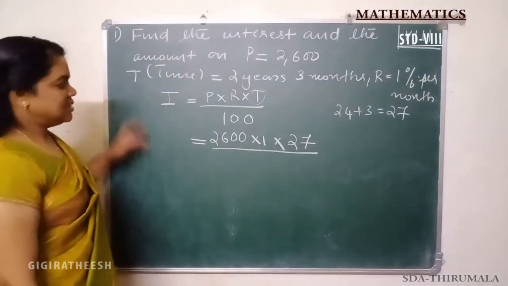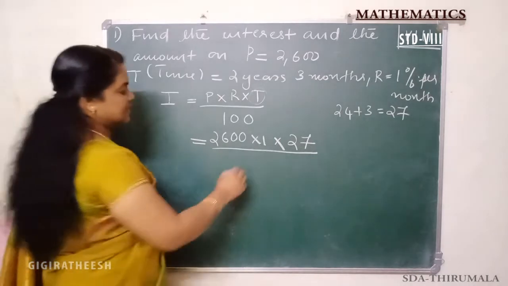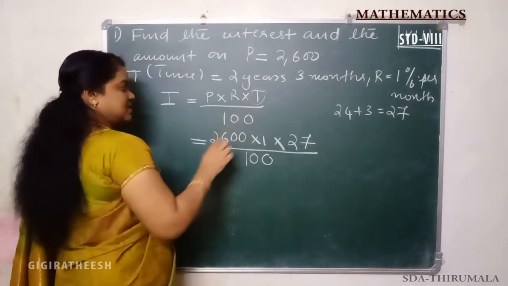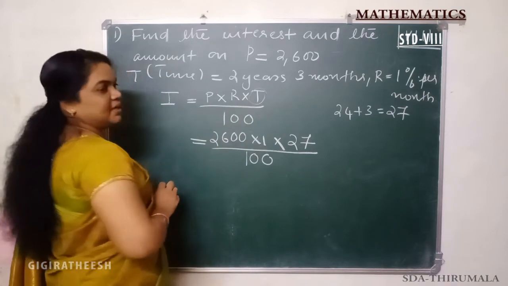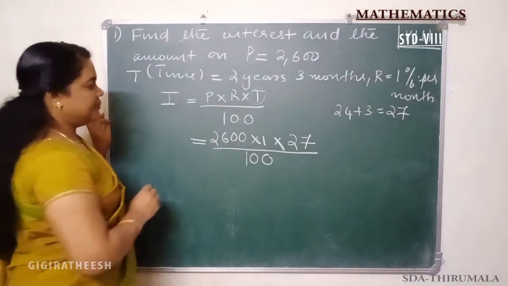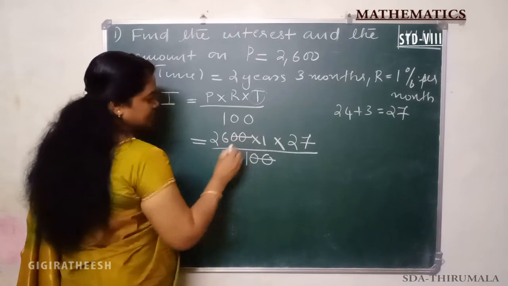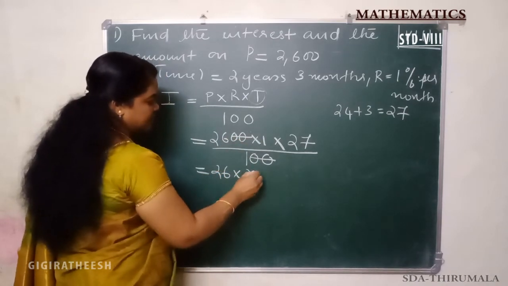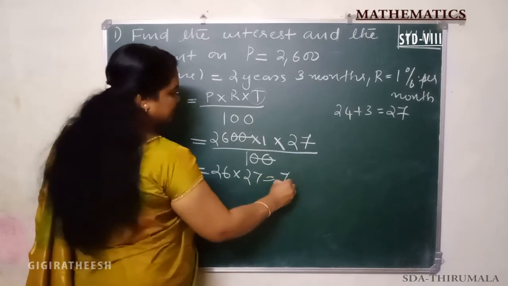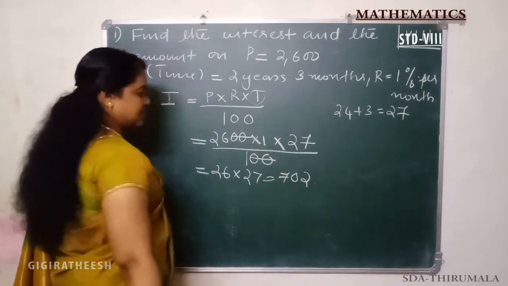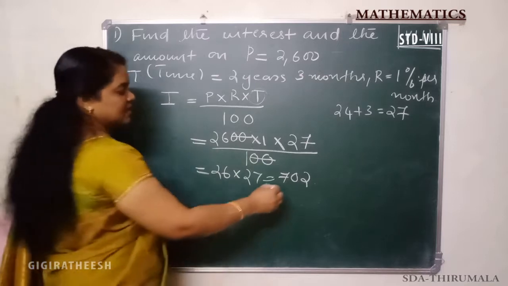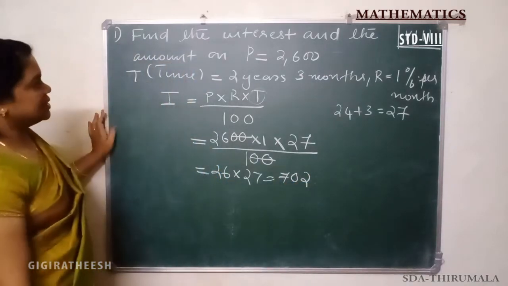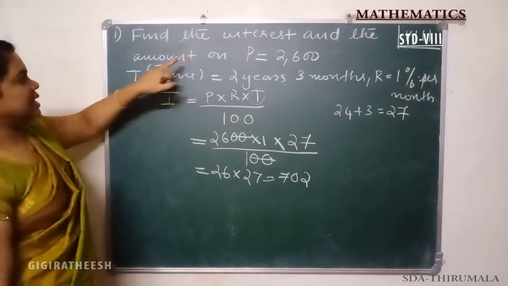Substituting in the equation I is equal to PRT by 100, we get 2,600 into 1 into 27 divided by 100. Cancelling the zeros, we get 26 into 1 into 27. 26 into 27 is equal to 702 rupees. In this question, we have to find the interest and the amount.